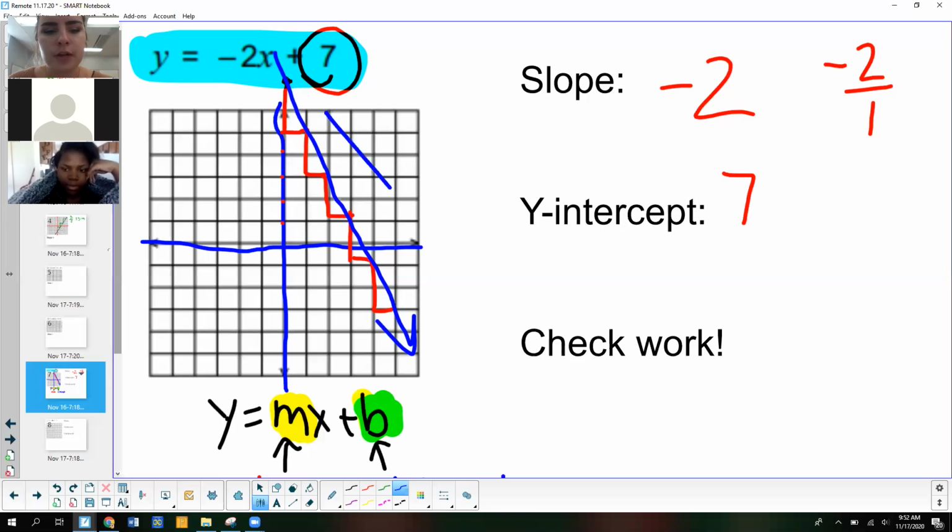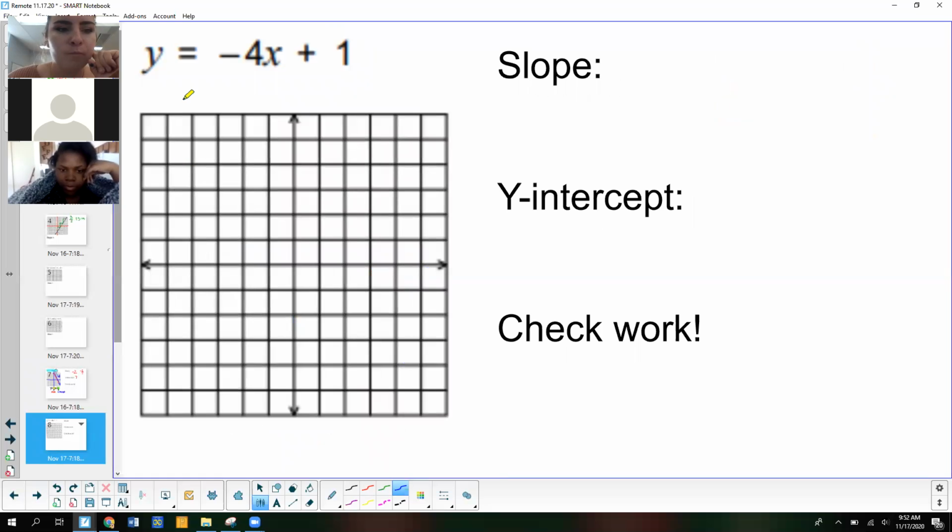And again, we talked about slope trends, so make sure that you're staying aware of that when you're checking your work. All right, so we've got y equals -4x + 1. So given what we just talked about, what is the slope and what is the y-intercept? Good, Isaiah.